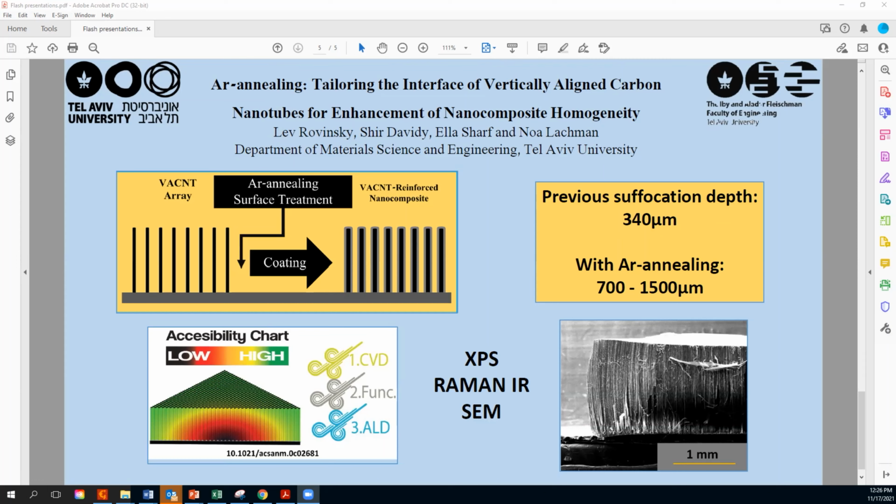In a recently published article, we demonstrate a significant variation in accessibility throughout the VACNT architecture, which hinders the homogeneity of all processes performed onto VACNT. Previously, coating suffocation depth was kept at 340 microns, and using argon annealing, we have managed to reach 0.7 and even 1.5 millimeters. And in this project, we showed the chemical, morphological, and structural effect of the argon annealing on the VACNT.